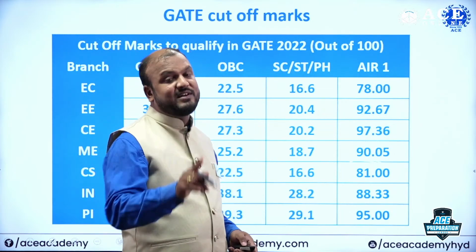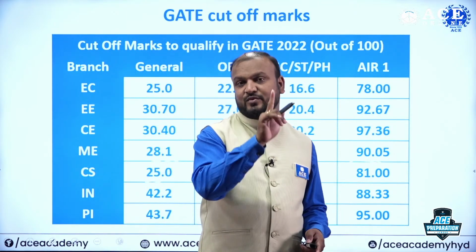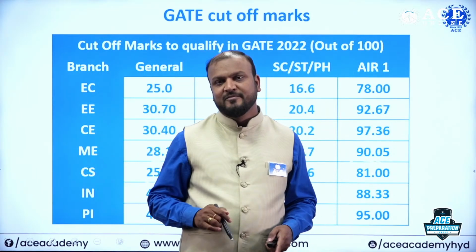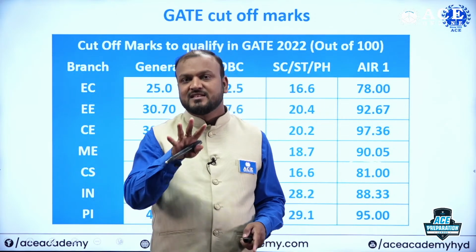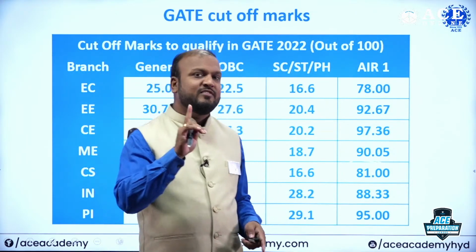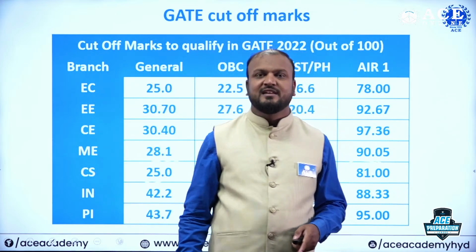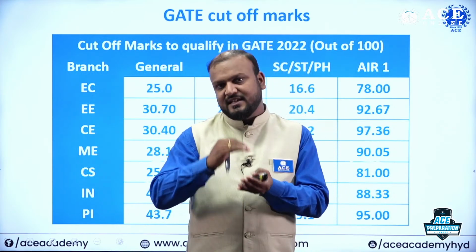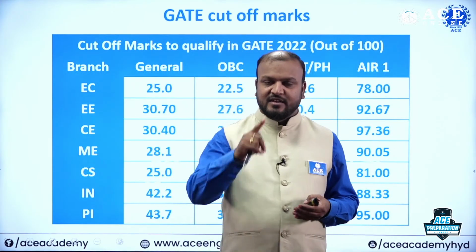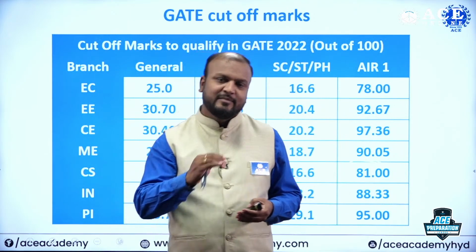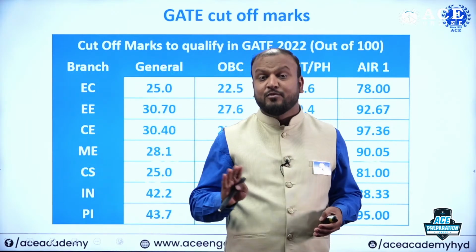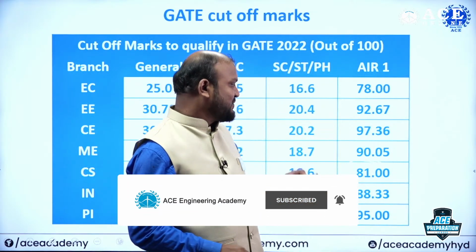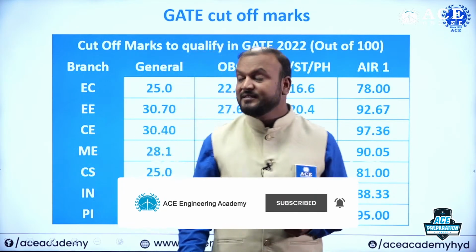What do you understand? AIR 1 got 86 in the 2021 paper and 81 in the 2022 paper, which means the complexity and toughness are increasing. The number of NATs is increasing, the number of MSQs is increasing, and the number of untapped area questions is increasing. So the level of GATE is at the next level. Definitely you can expect GATE 2023 will be a next level paper. I am not scaring you, I am telling you the truth. That's why you have to prepare well.